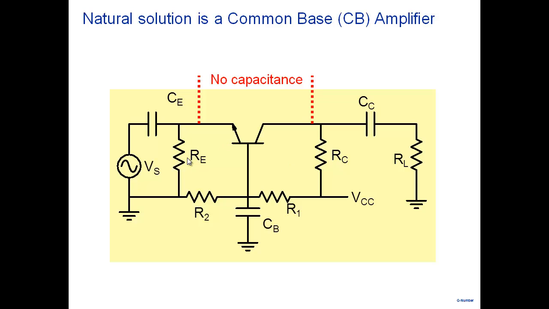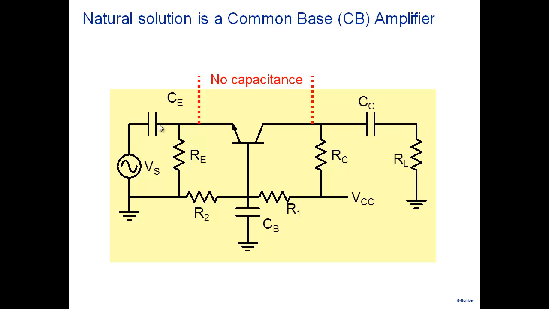Here the biasing is exactly the same. There is R1, there is R2, there is RC, there is RE. It's the same biasing that we saw earlier. The output is also taken from the collector in the same manner. There is no difference here. The only difference is that we have coupled the input from the emitter side.